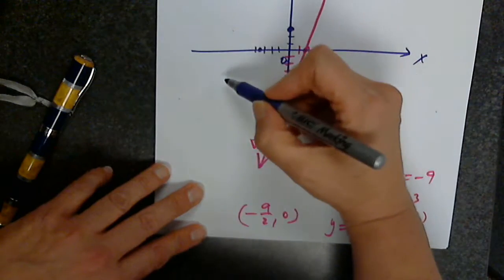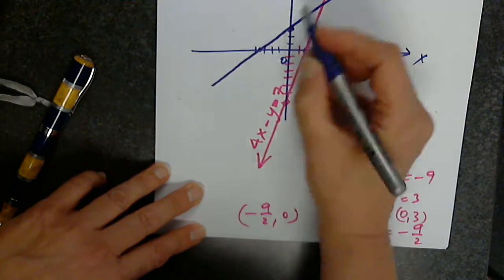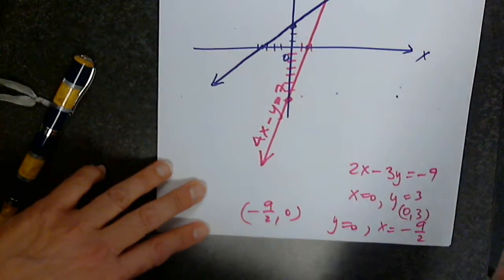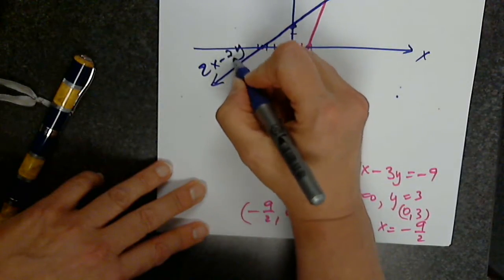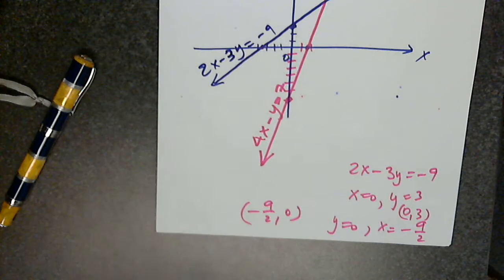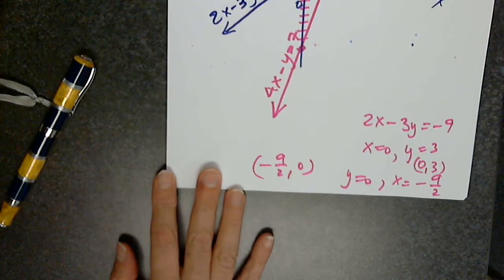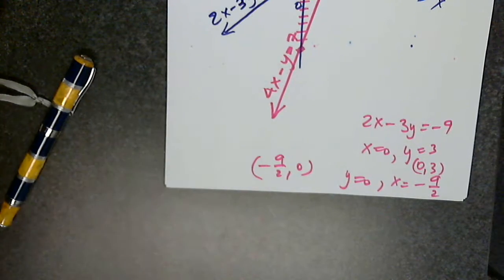So now I graph the second line, which is 2x minus 3y equals negative 9. And now from this graph, I'm going to ask you to forget anything we did before graphing and give me the solution.